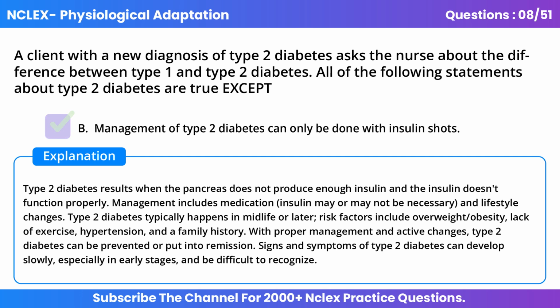Type 2 diabetes results when the pancreas does not produce enough insulin and the insulin doesn't function properly. Management includes medication, insulin may or may not be necessary, and lifestyle changes. Type 2 diabetes typically happens in midlife or later. Risk factors include overweight, obesity, lack of exercise, hypertension, and a family history. With proper management and active changes, type 2 diabetes can be prevented or put into remission. Signs and symptoms of type 2 diabetes can develop slowly, especially in early stages, and be difficult to recognize.